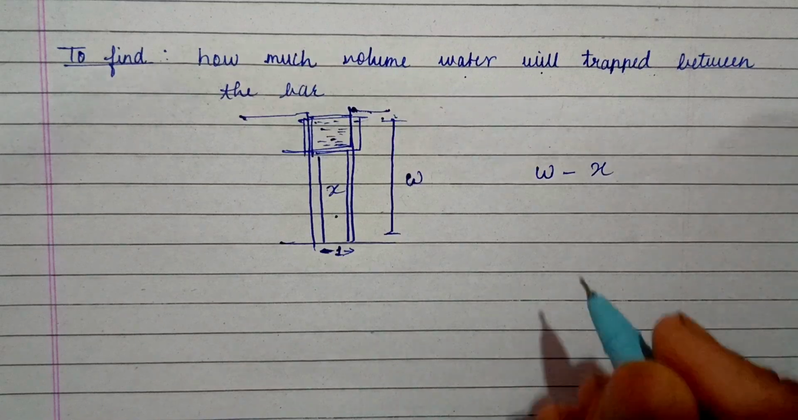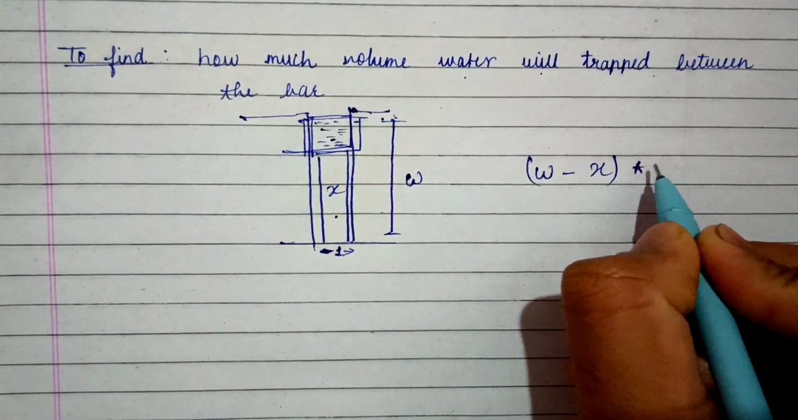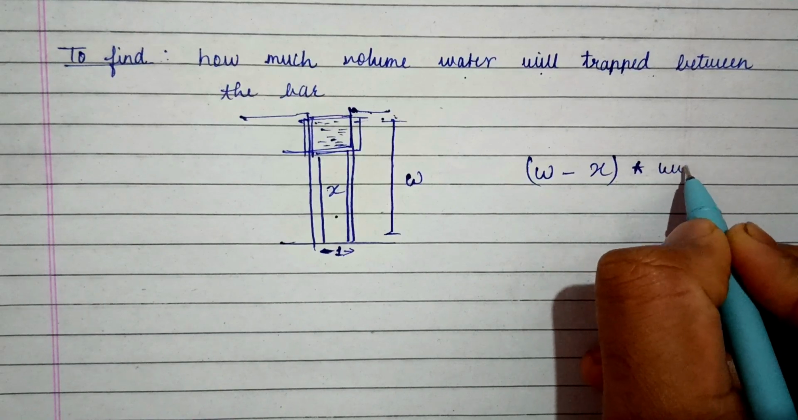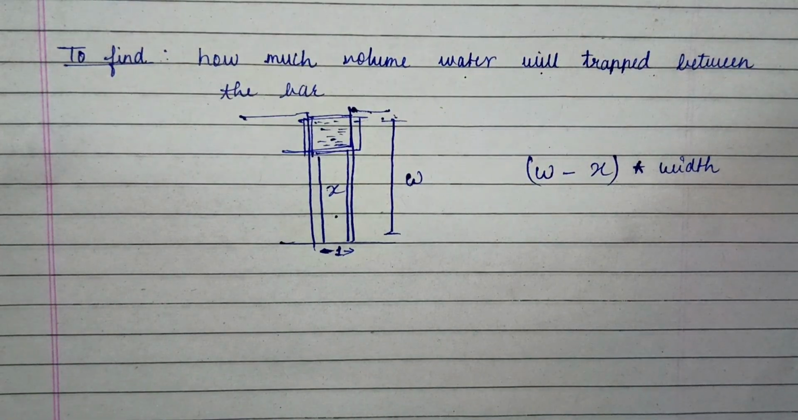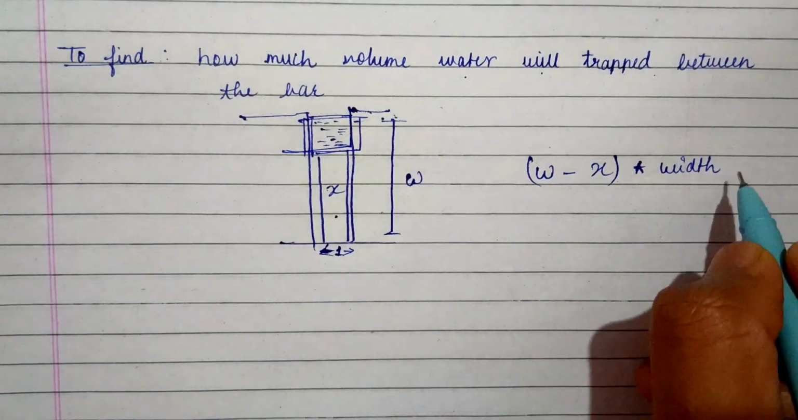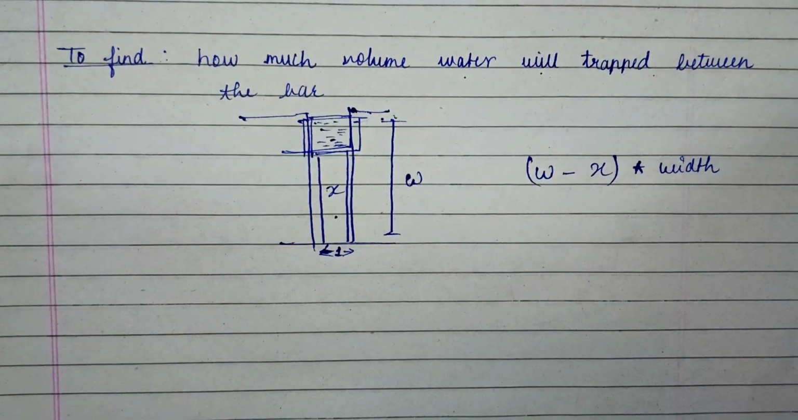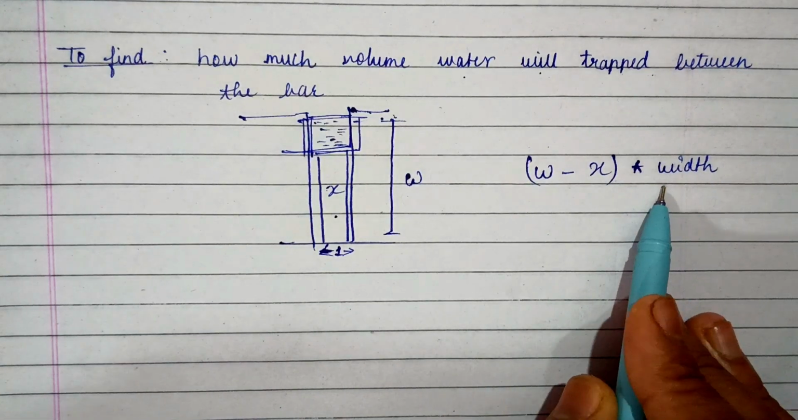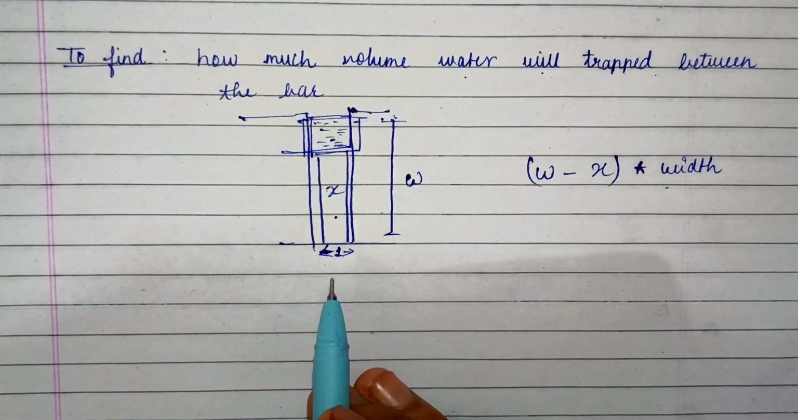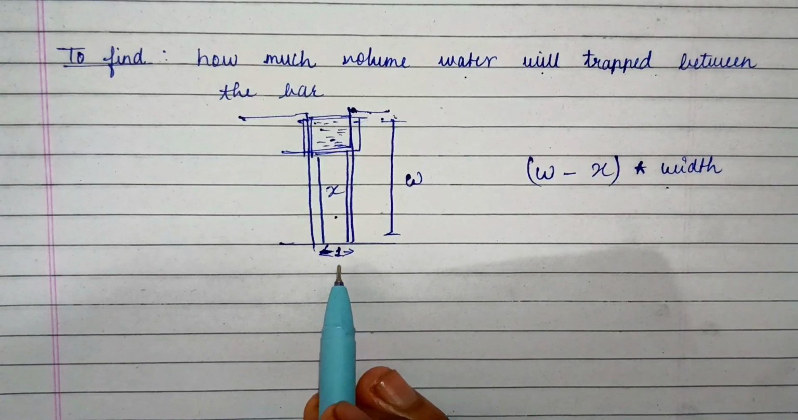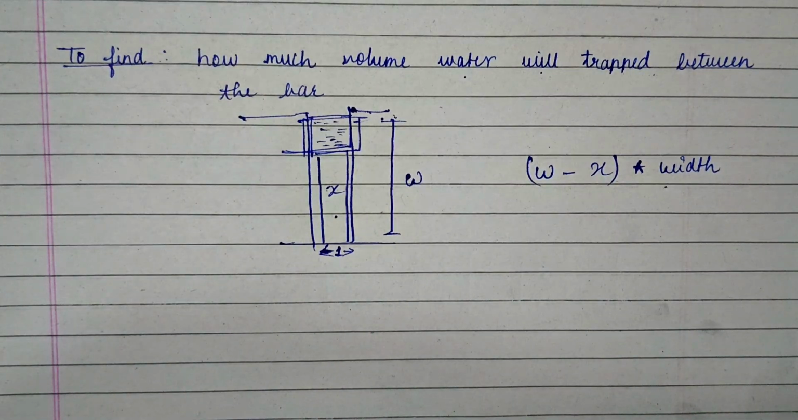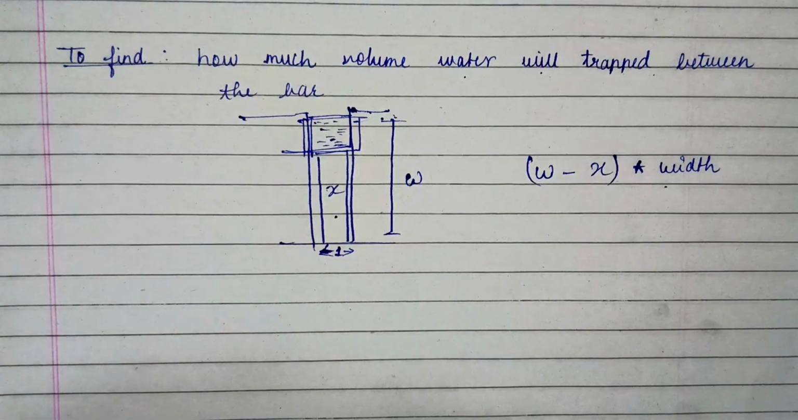As well as we have to multiply it by the width. I have ignored width because width is 1. All bars' width is 1, so that's why I have ignored it. But suppose the width is greater than 1, then we have to include the width also. But in this problem we have taken the width of the bars as 1, so we do not need it. So we can simply ignore it.